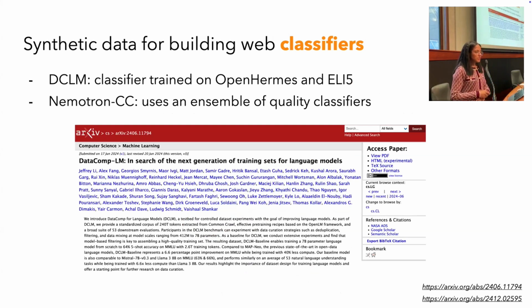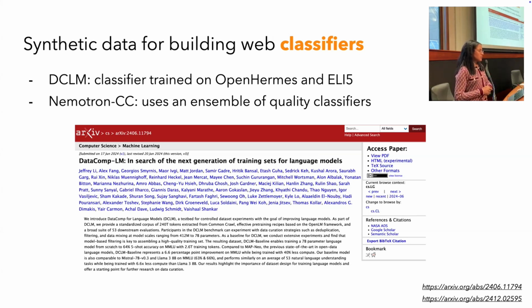Others also tried this approach. There's, for example, the DCLM dataset, where they also train a classifier, but not to detect educational content. Instead, they trained it on the OpenHermes dataset, which is a dataset for instruction tuning, and also the ELI5 (Explain Like I'm 5) subreddits. And then they also get a really high quality dataset, which is very information dense and can help you train some really good LLMs.